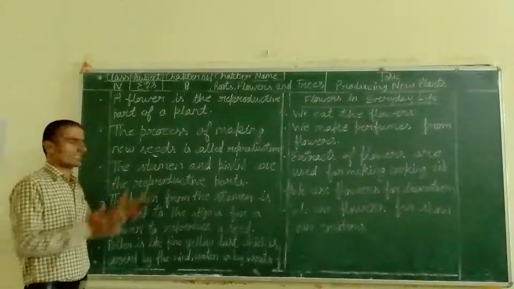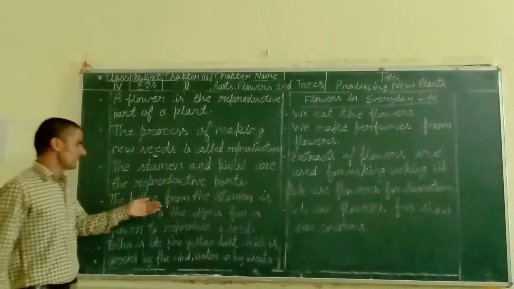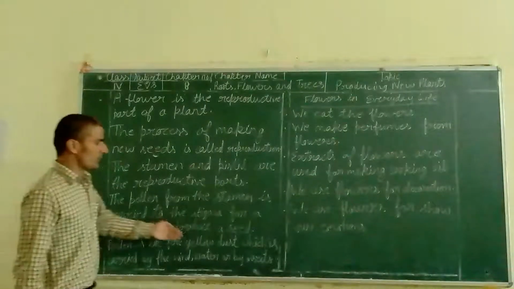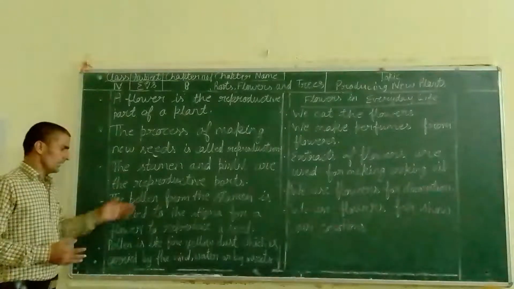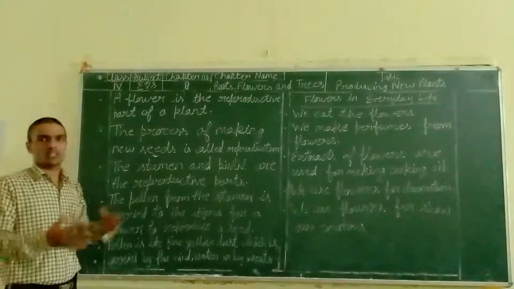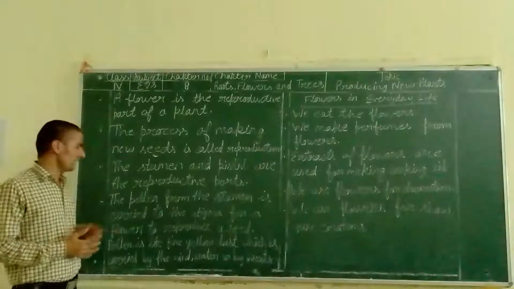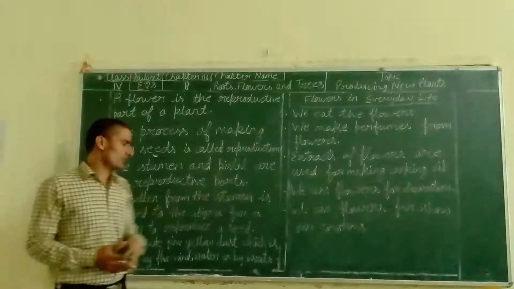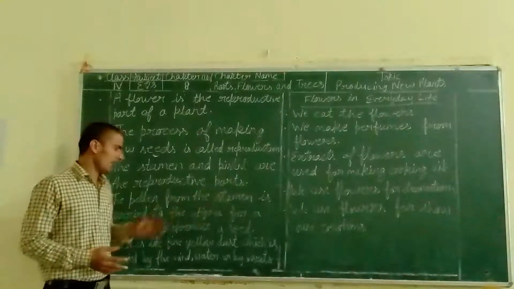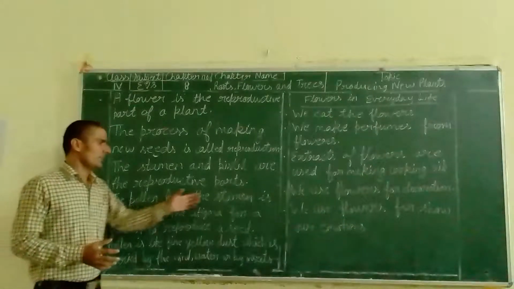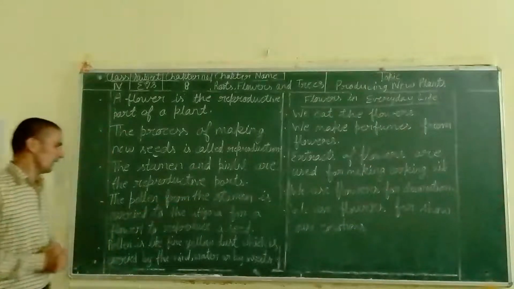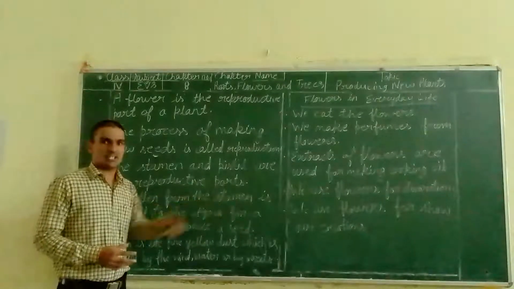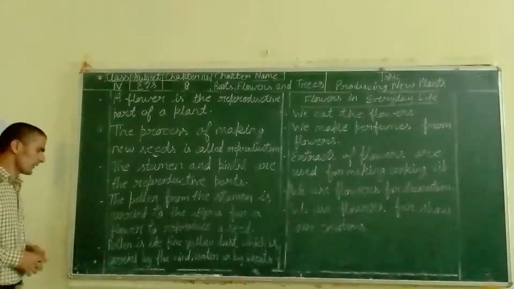In the last class, we discussed these points. The pollen from the stamen is carried to the stigma for a flower to reproduce a seed. Pollen is actually what does the work of reproduction for the new seed. It helps in the production of the new seed. So pollen comes from the stamen and moves to the stigma. And then after the combination, the new seeds are produced.